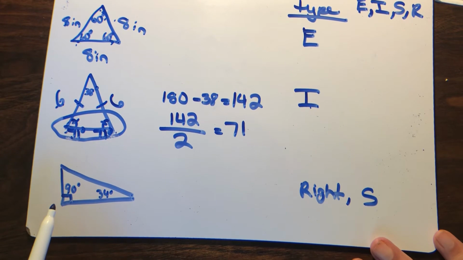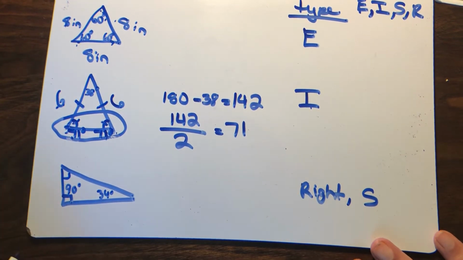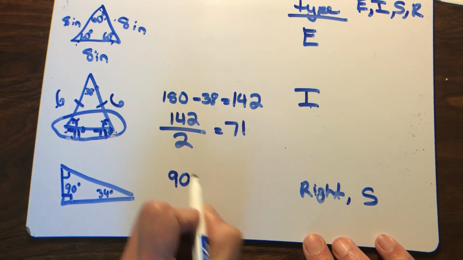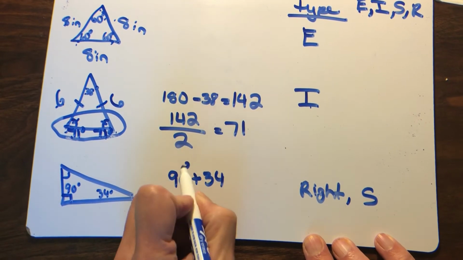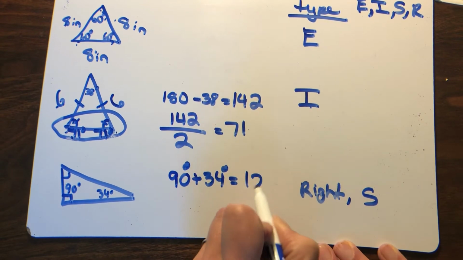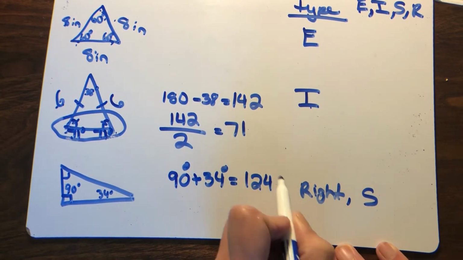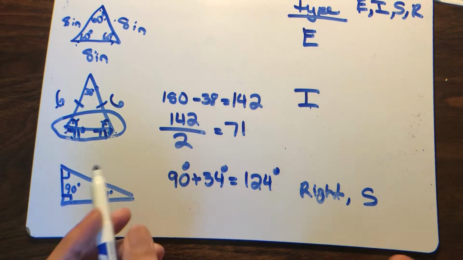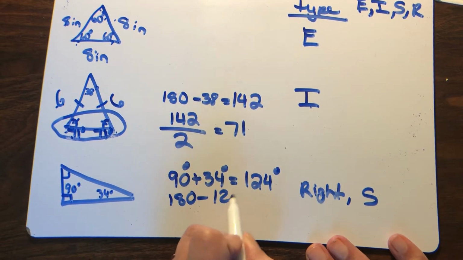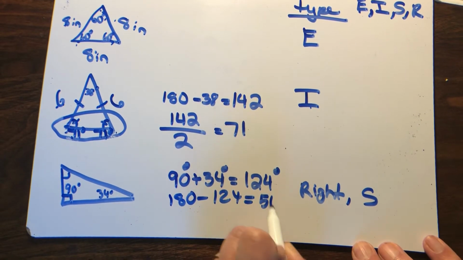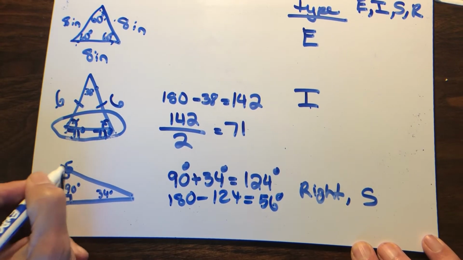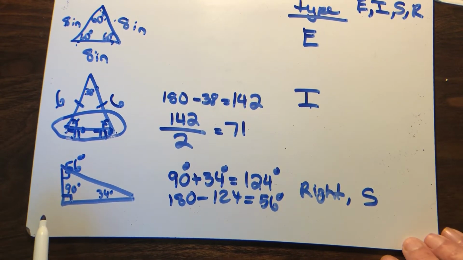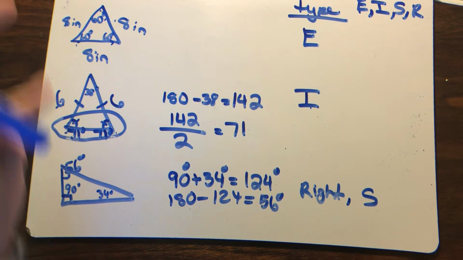Now, how do we find the answer for our missing angle over here? You want to add your 90 plus 34 back together. And so you get 124, right? And then you want to take your 180 minus 124, and you get 56. So you got 56 degrees for this missing angle. So there are some examples of how to work some basic problems.